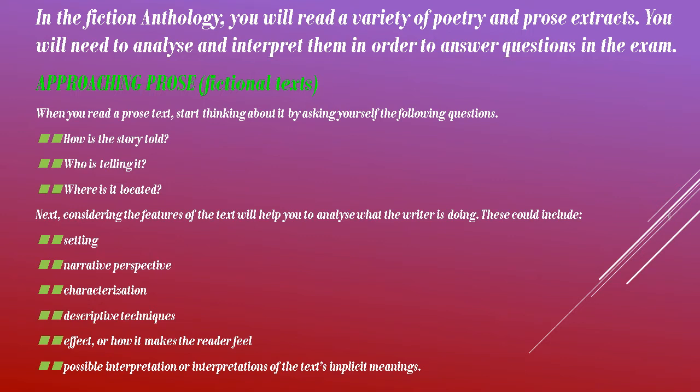Next, consider the features of the text that will help you to analyze what the writer is doing. This could include the setting, narrative perspective, because we've got 3 perspectives: the first perspective, the second and the third. Character and characterization, descriptive techniques, effect, or how it makes the reader feel, and also possible interpretations of the text, implicit meaning.